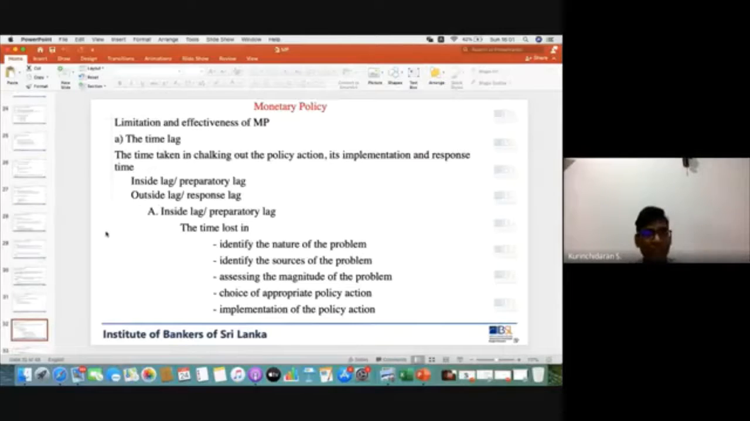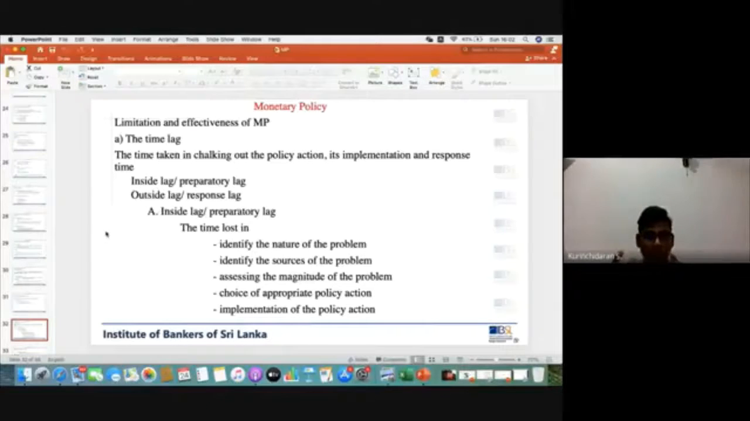So the first one, we see the time lag, right? There can be two different time lags. One is what we call inside lag, that is the preparatory lag, and second is outside lag, the response lag. So when you say inside lag, that is the time taken to identify the nature of the problem and the source of the problem, assessing the magnitude of the problem, and appropriate policy action and implementation of the policy action.